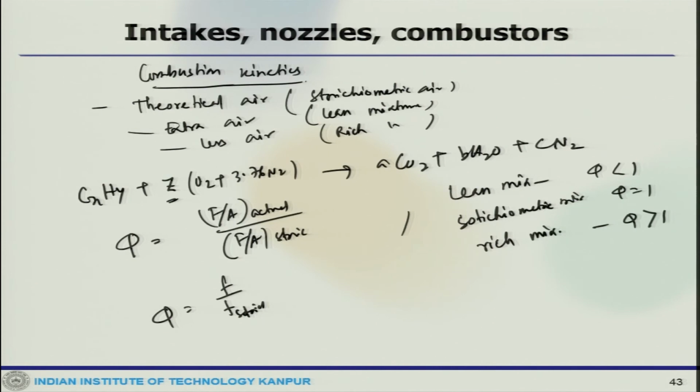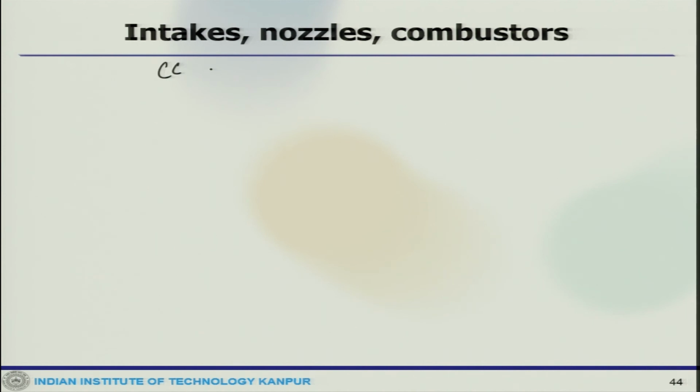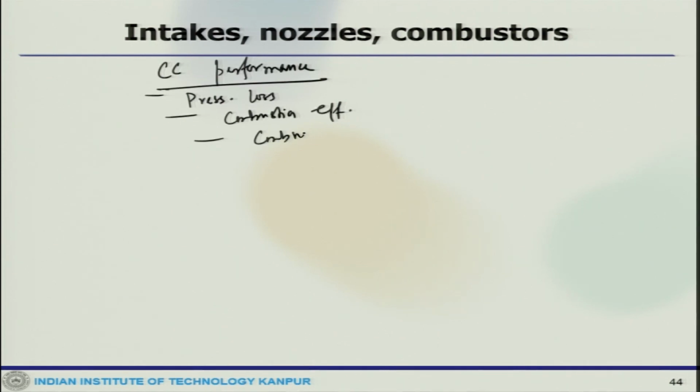This is going to play an important role, because of the kind of combustion that we do, and because of the reactions, there could be production of different products. Now the combustion chamber performance, what we can see, has pressure loss, combustion efficiency, combustion stability, and combustion intensity. So these are the important parameters.